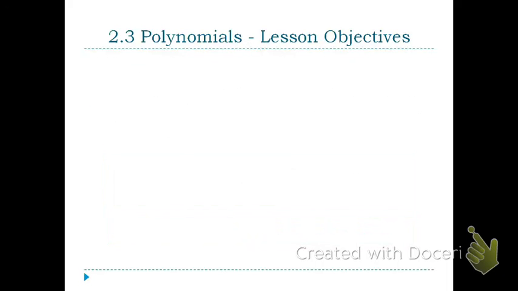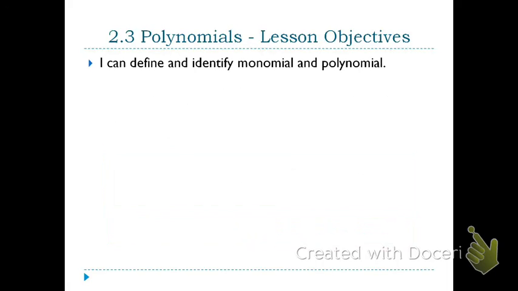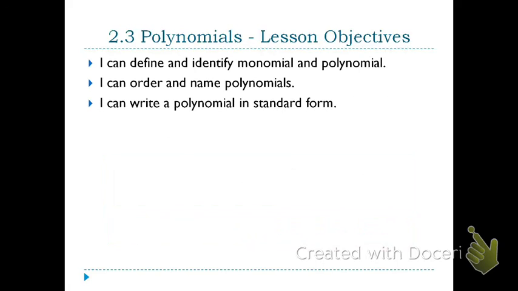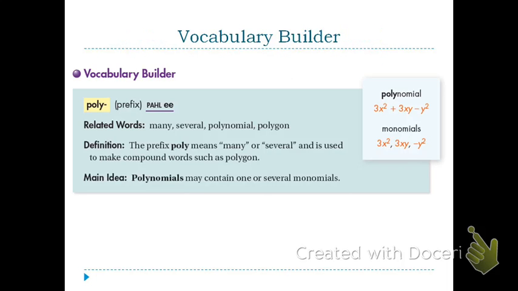So here are the objectives for the lesson. You can define and identify a monomial and a polynomial. You can order and name a polynomial, so you'll have to rewrite them in order. You can write a polynomial in its standard form. Identify the leading coefficient.